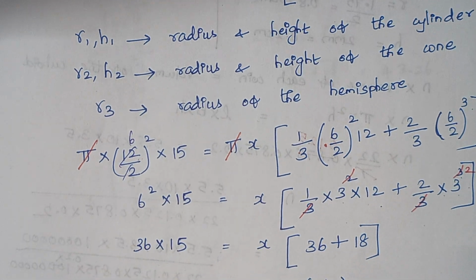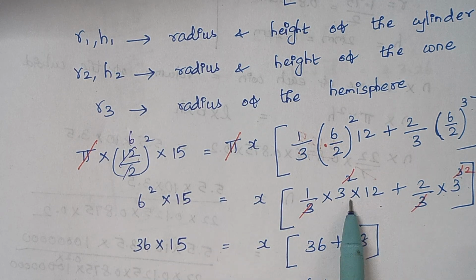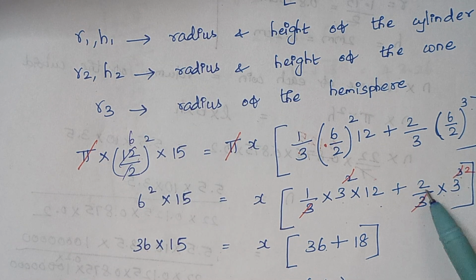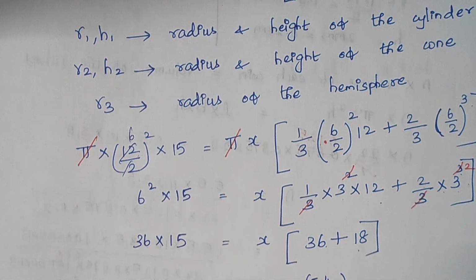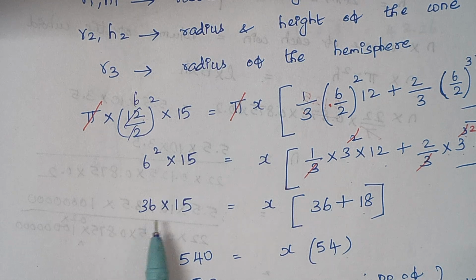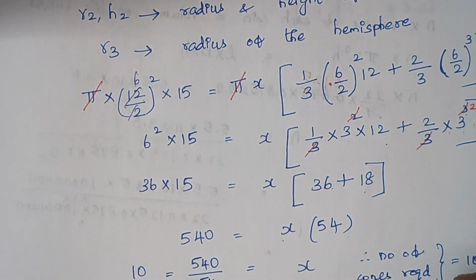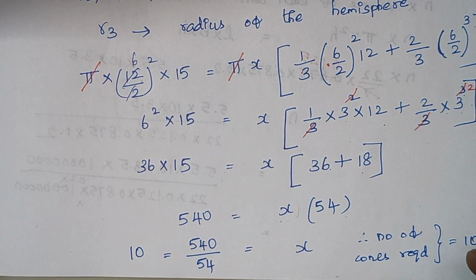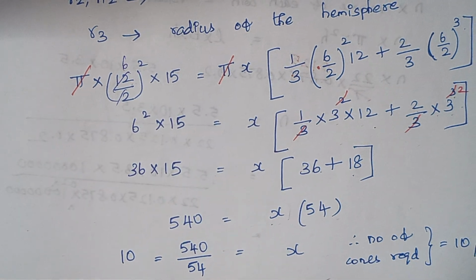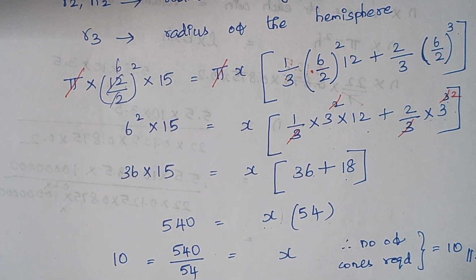So finally you see 6 square into 15, which is nothing but 36 into 15. And here x into 12 3s are 36, and here it is 3 square. So 3 3s are 9 and 9 2s are 18. So when you add 36 plus 18 gives you 54, and 36 into 15 gives you 540. So we need number of cones, that is x. So x is given by 540 by 54, which is 10. Therefore, the number of cones required is equal to 10.